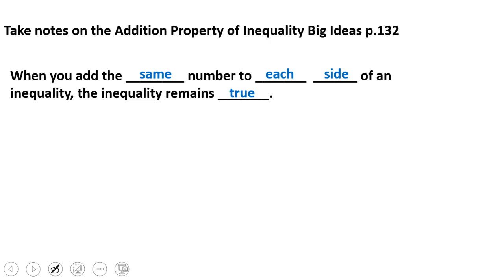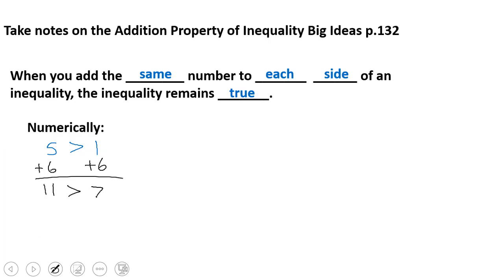That's all it does. So looking at it numerically, and you all know this, 5 is greater than 1. Well, if I add 6 to both sides of that, I would say that 11 is greater than 7. That is a true statement. It would work no matter what direction that inequality went, as long as we have a true statement.